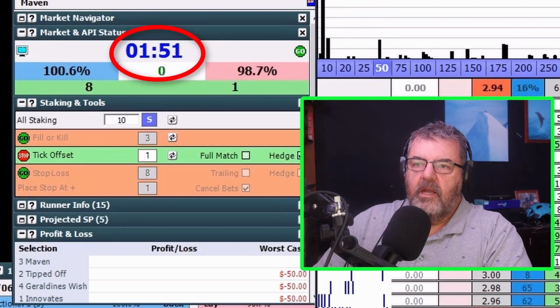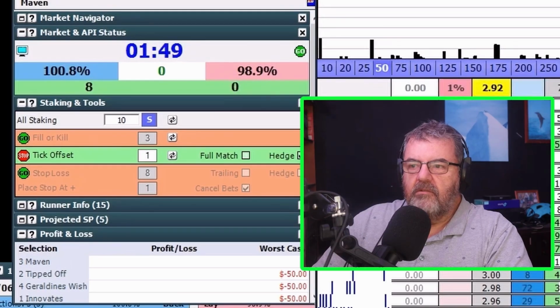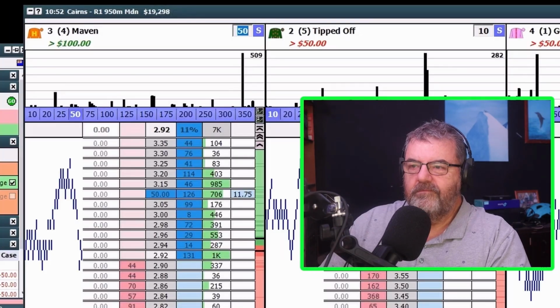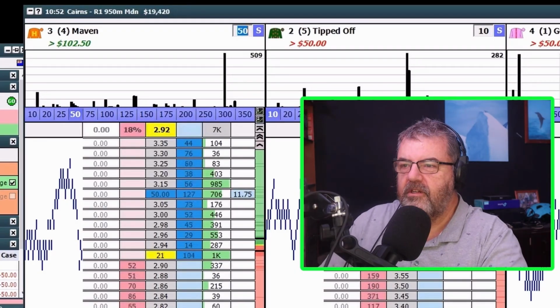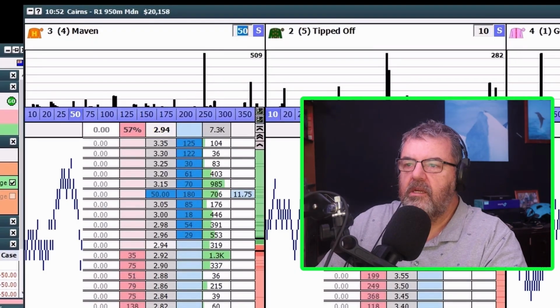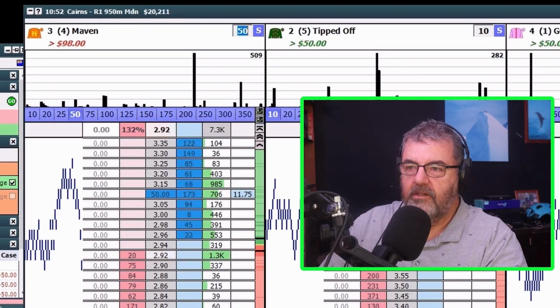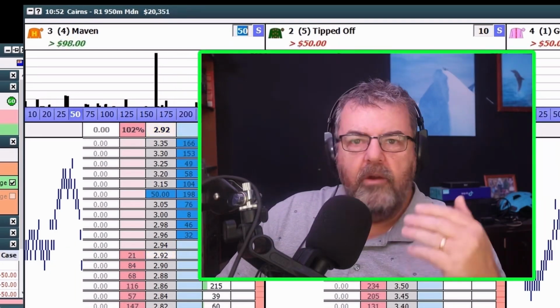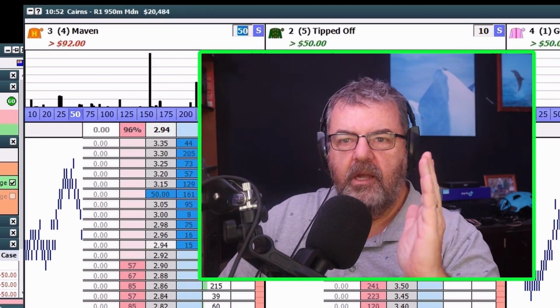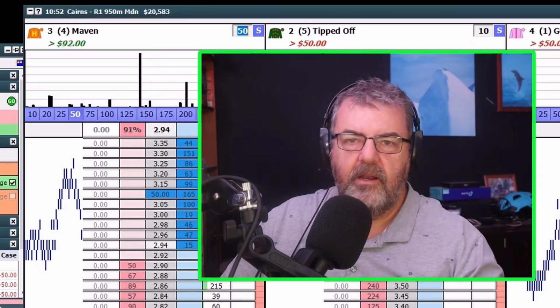Now 1 minute 52 left to the start of the race. Am I going to get on? Probably not now, because I've been sitting here talking and I missed my opportunity. And we can also see that a lot of money is now starting to trade down at these lower levels here. The other question I need to know is, where is the money? Is it coming up, as in the lay side, or is it coming down in the back side?